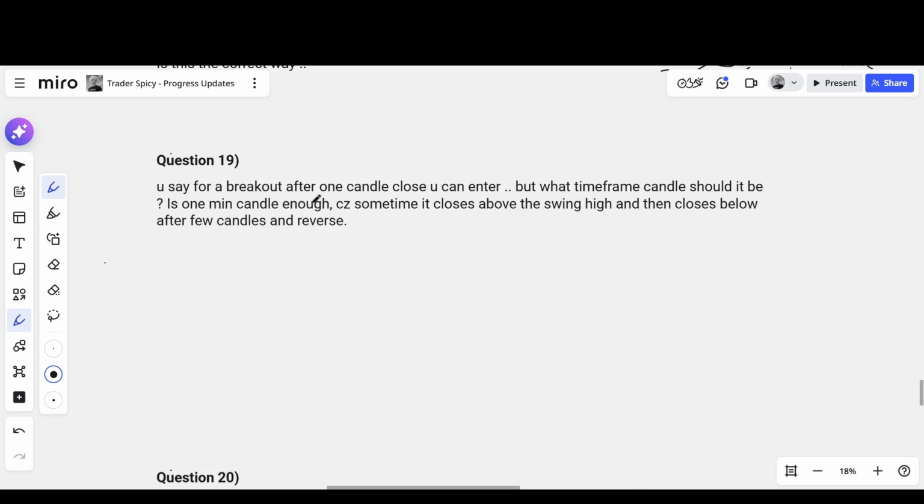You say for a breakout after one candle close, you can enter. But on what time frame candle should it be? Is the 1 minute candle enough? Because sometimes it closes above the swing high and then closes back below after a few candles and reverses.